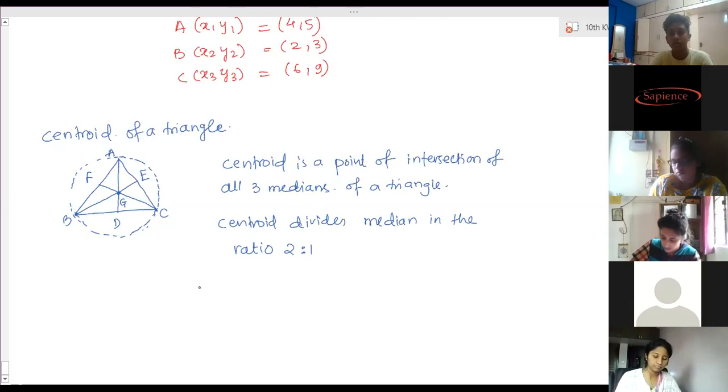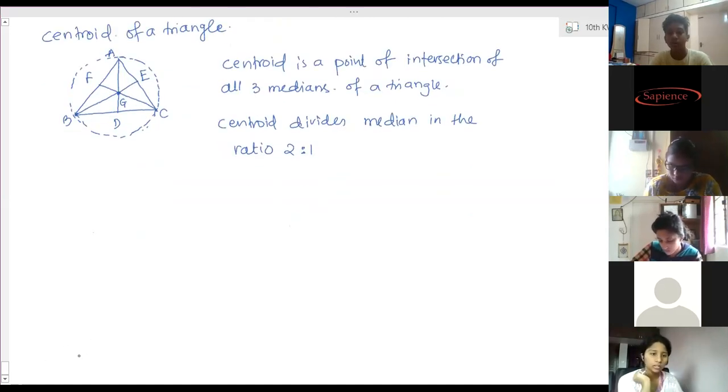Now here what we have to use it for. If the coordinates of all three vertices have been given, then you have to calculate the coordinates of the centroid. If the coordinates of A, B, C have been given, you have to calculate G's coordinates. Now how to find out? Finding coordinates of centroid.